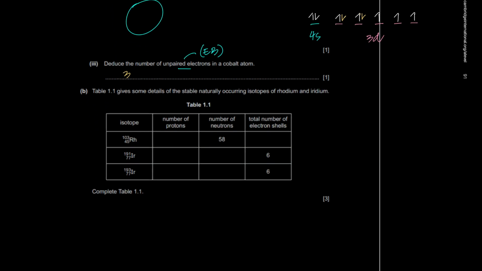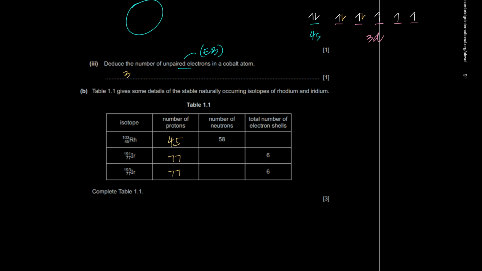Now part B says table 1.1 gives some details about the stable naturally occurring isotopes of rhodium and iridium. Can you tell me the number of protons, the number of neutrons and the total number of electron shells? It's a pretty easy question. How do you deduce the number of protons? Well, either you would have gone into the periodic table and checked it out, or you could have taken the smaller number, because realize that the bigger number is actually the mass number. It takes into account the number of neutrons too, because mass number is the total number of protons plus neutrons in the nucleus of the atom. So always the smaller number is the proton number, no matter how they write it. So that's 45, that's 77, and that's also 77.